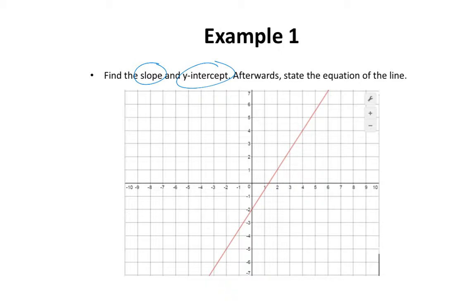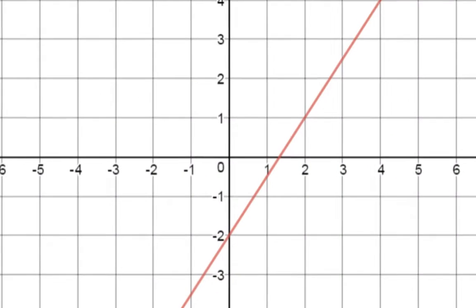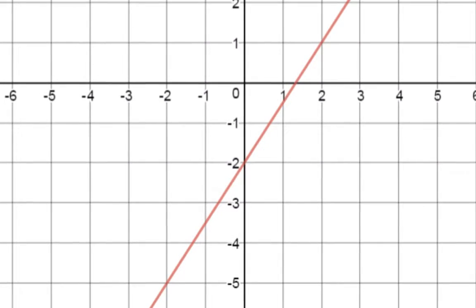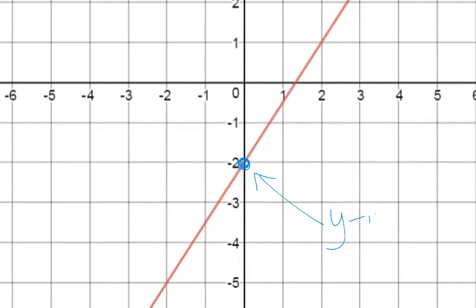The easiest thing to start off with is the y-intercept, and that is where the line crosses the y-axis. I'm going to mark this down. That is the y-intercept. And the variable we use for y-intercept is b. b is equal to -2. Now let's calculate the slope.